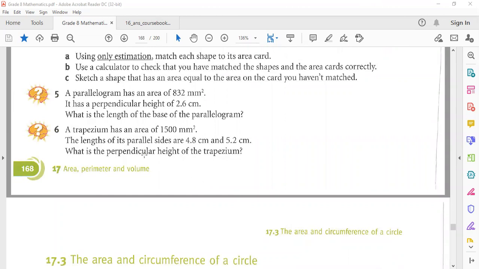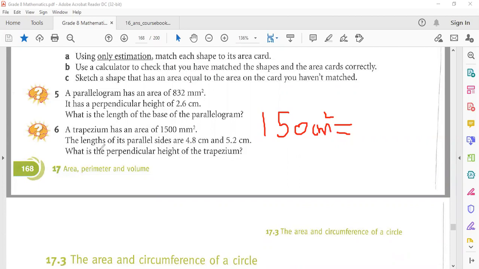Here, question number 6, it says the trapezium has an area. He just gave us the area, so here I write 1500 millimeter square. Once I convert this from milli to centi, we remove 10, so this one is equal to centimeter square.